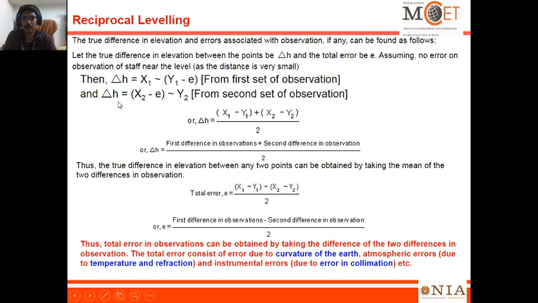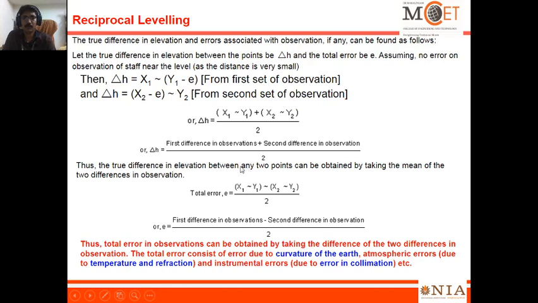You will get 2 del h is equal to x1 minus y1 plus x2 minus y2. The 2 will go to the denominator. That is the formula. In general, we can say first difference in observation plus second difference in observation by 2.